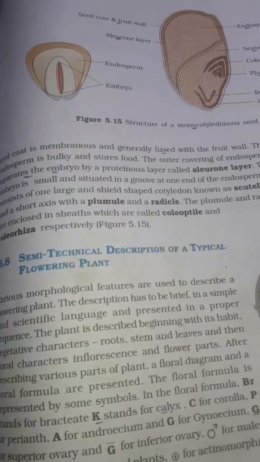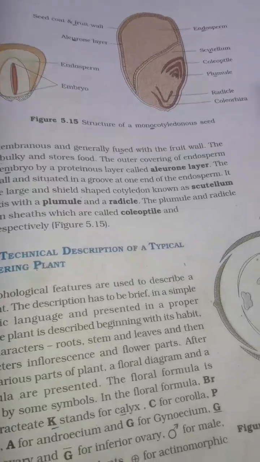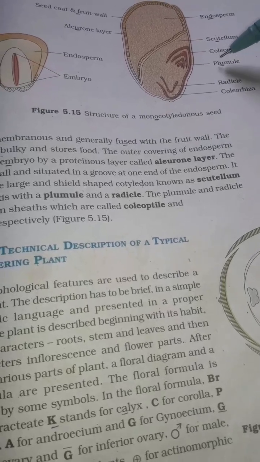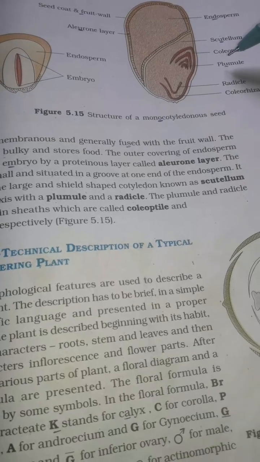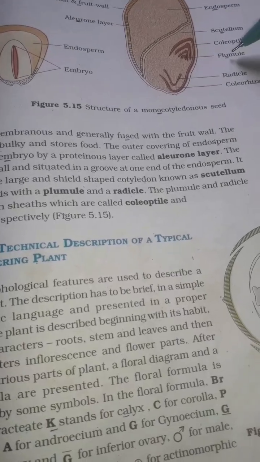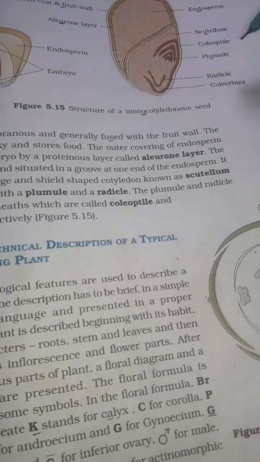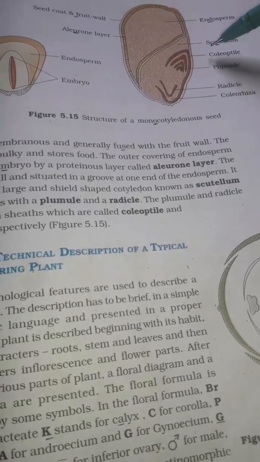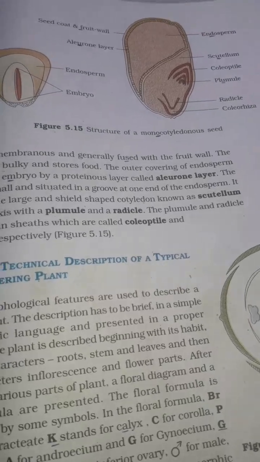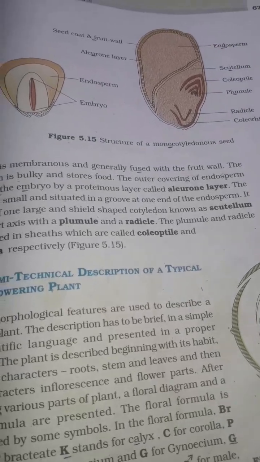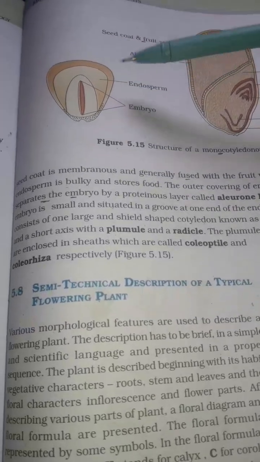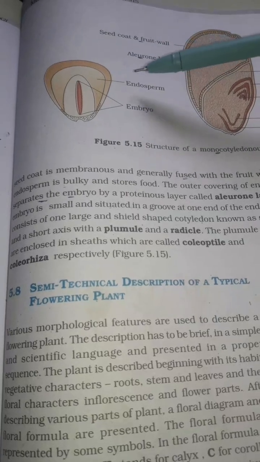Now this one is the plumule and radicle. This gives rise to the shoot system, and this gives rise to the root system. But these should be protected, so they have a covering. So plumule has a coleoptile covering and radicle has a coleorhiza, and this one is the endosperm, this one is the embryo. Now this also represents the same structure but in a different way.